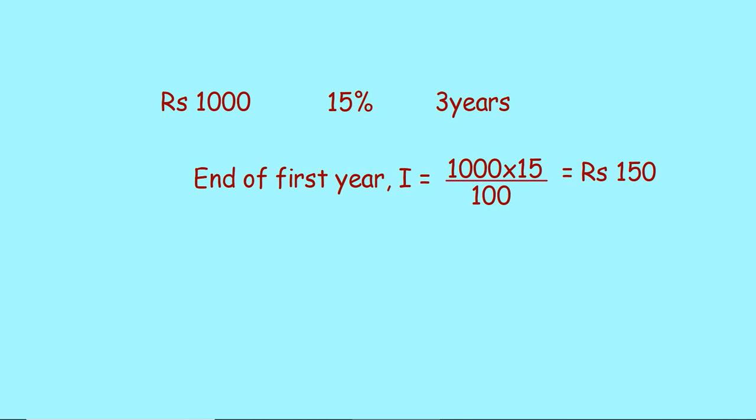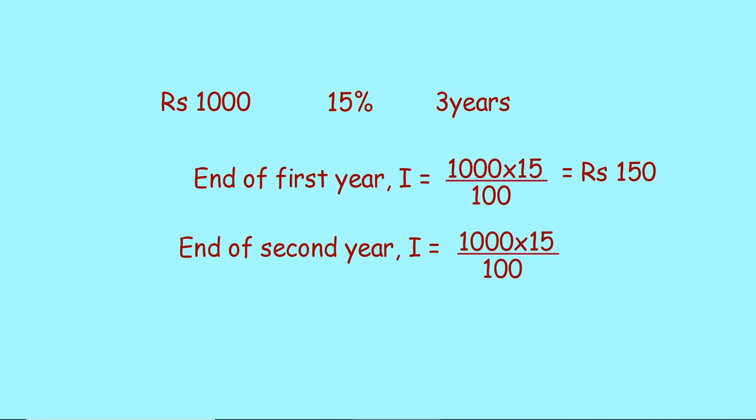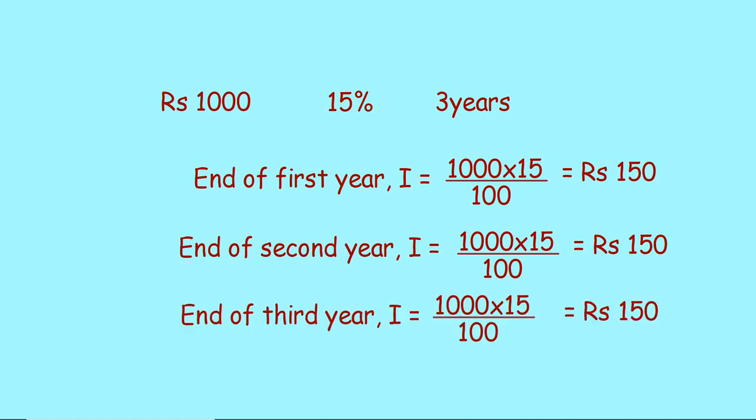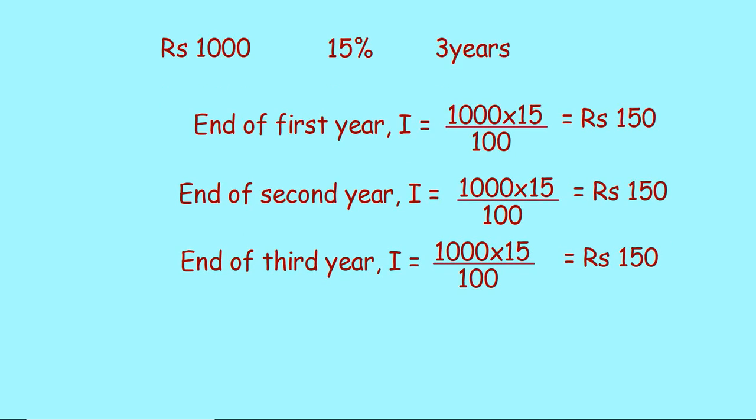Now, what will be the interest at the end of second year? That is, end of second year, interest is the same, we have to calculate 1,000 into 15 by 100. Again, it is equal to 150. What is the interest at the end of third year? That also is 1,000 into 15 by 100, which is equal to 150. So what is the total interest you have to pay at the end of 3 years? That is, total interest is equal to 150 into 3, equal to 450.